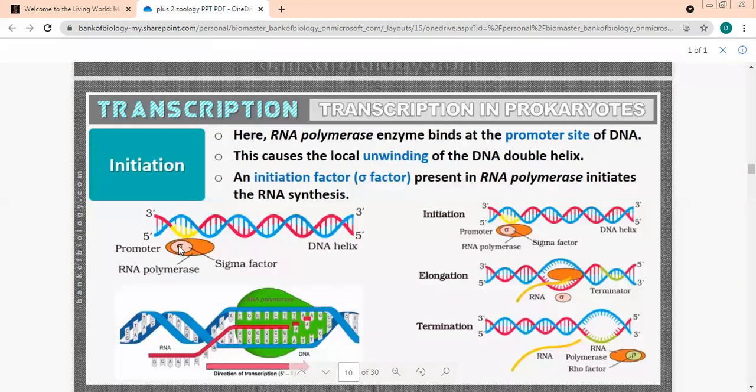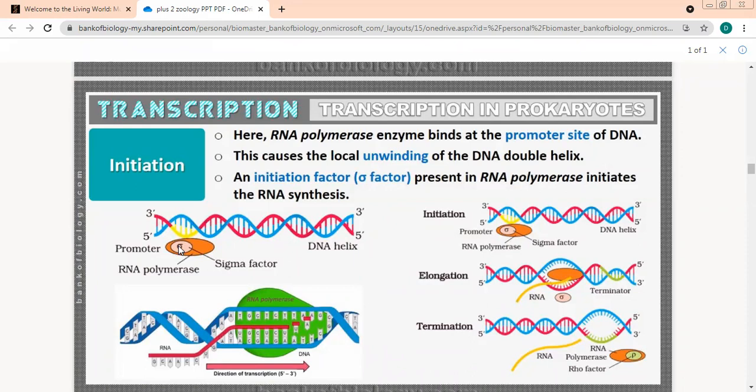See this sigma factor over here, the initiation factor. This is present in the enzyme RNA polymerase. This is going to initiate the RNA synthesis. The process is going to start. We are going to get an RNA from a DNA. That is what we call transcription.